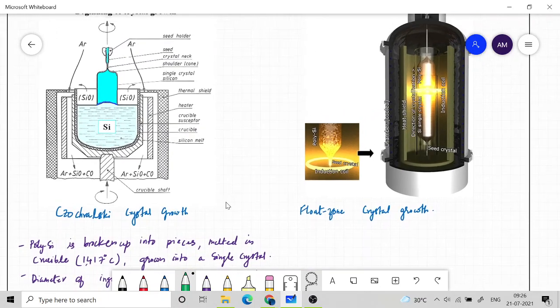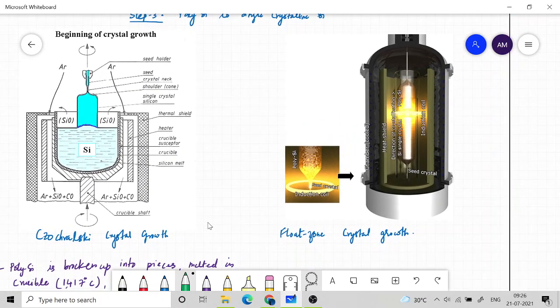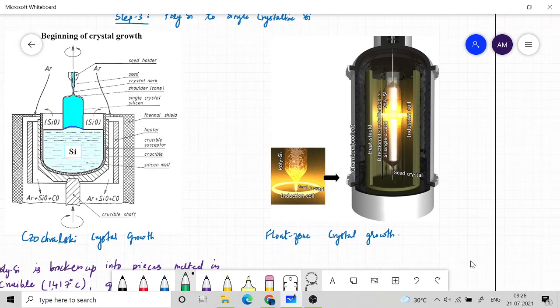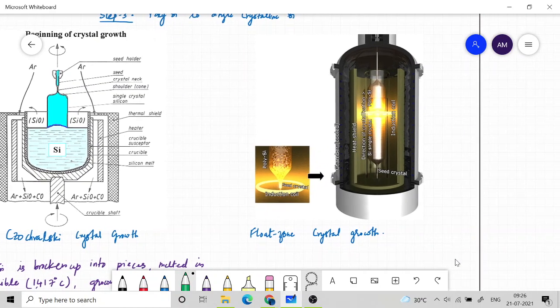Okay, so the other method, which can overcome this problem, that is the introduction of oxygen into this single crystalline ingot, can be overcome with the help of another technology called float zone crystal growth. Now, float zone crystal growth, what is the idea? You take the rod that we obtained, you don't break it into pieces like we do for Czochralski crystal growth. We take the entire thick rod that we obtained.